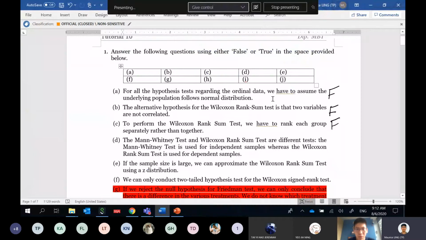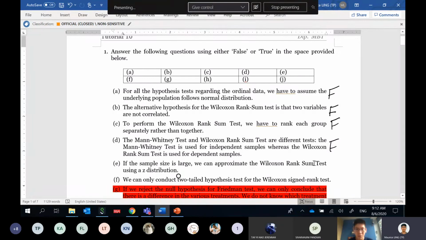Okay. The Mann-Whitney test and Wilcoxon rank sum test are different tests. The Mann-Whitney test is used for dependent samples or independent samples, while the Wilcoxon rank sum test is used for independent samples. Is that true? Rajini? False. Yep. Correct.